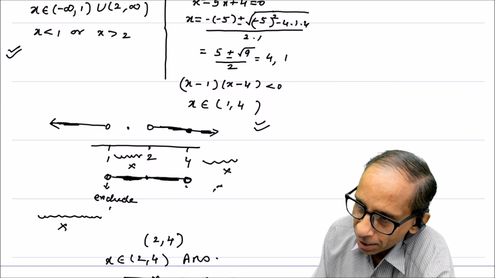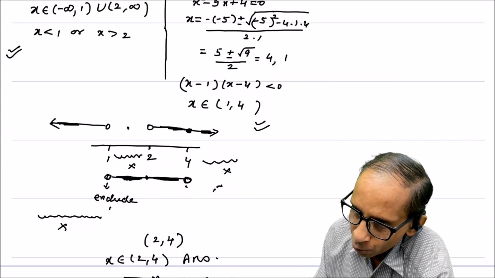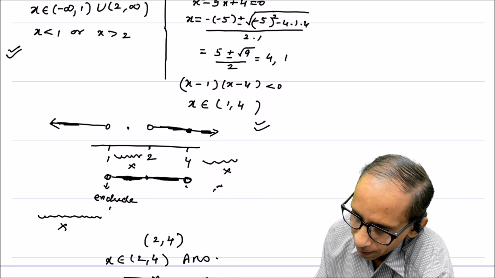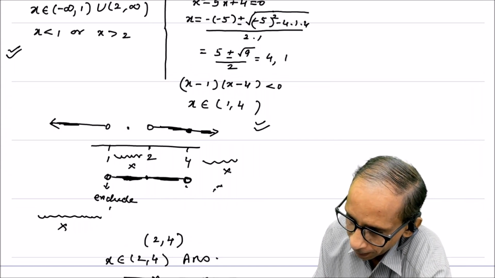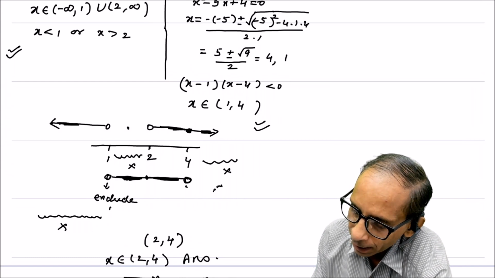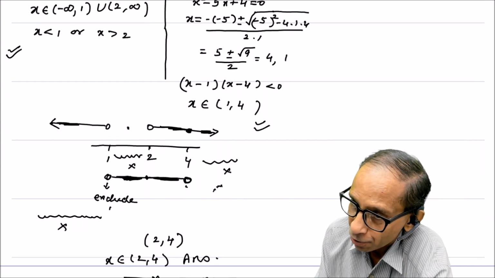Much more can be discussed where we will have the situation of ax square plus bx plus c with a not equal to 1, negative, or rational or irrational. But time doesn't permit, so we wind up the session here.